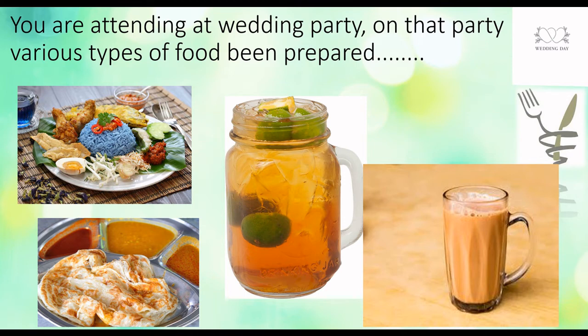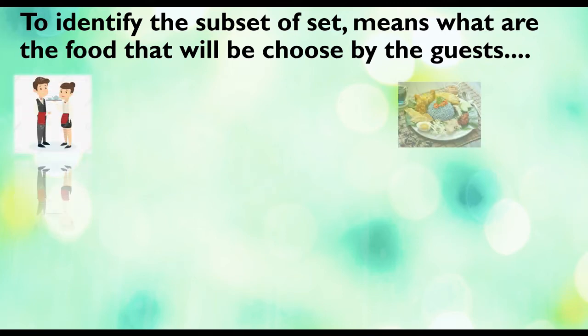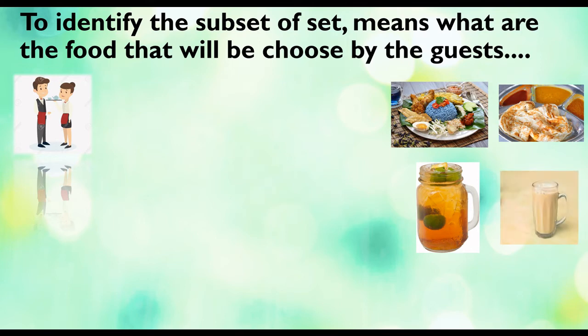So what food do you want to eat at the wedding party? Different people will have different diets and different choices will be taken. So there are a lot of combinations here, isn't it? That one we can move to our subset. To identify the subsets of the set means finding what foods are chosen by these guests. Please remember I have 4 foods being served: again, nasi kelabu, roti canai, teh o limau ais, and also teh tarik.